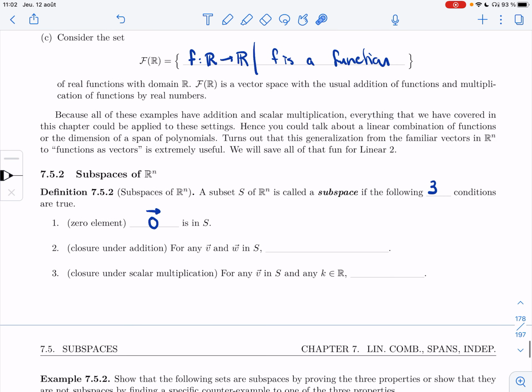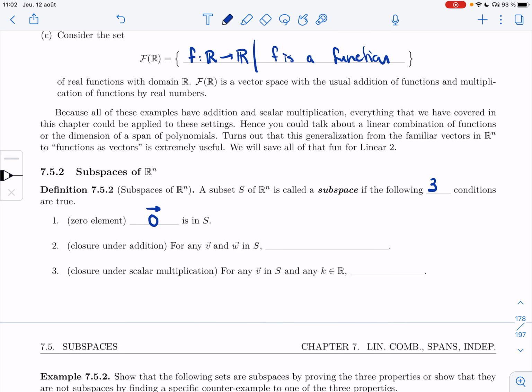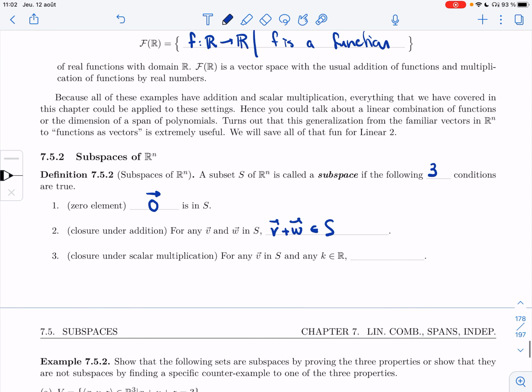I can add things. So if I have V and W in S, V plus W should be in S. So I'm using the vector addition, and that should land me in S. And same thing for scalar multiplication. My subset S should be closed under scalar multiplication. That means for any V in S and any K in R, KV should be in S. All right, so your S is like a little vector space inside Rn, and that's why we call it a subspace.